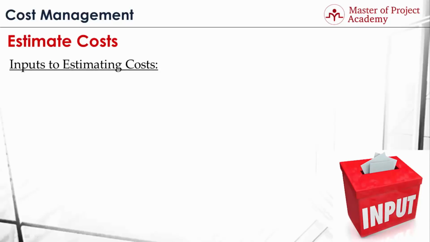Inputs to estimating costs. During cost estimation, you will need several inputs in order to determine the overall project budget of the project. Scope baseline is one of the inputs. Scope of a project shows what will be delivered throughout the project. Therefore, it is directly related with the amount of work that will be delivered and affects the costs.